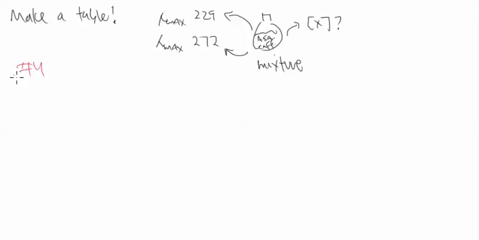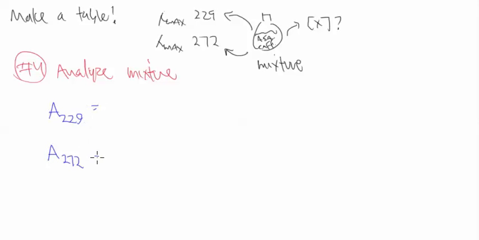So step number 4 now is to analyze the mixture. So I'm going to get an absorbance at 229, and then I'm going to get an absorbance at 272. So I take this mixture that's given to me, I do a go-to feature at 229, and the absorbance that I get maybe is 0.301. And then I do the go-to feature and I type in 272 onto the machine, and it goes to 272 and it gives me an absorbance, and that absorbance is 5.517. Okay, so these are the absorbances due to the mixture.